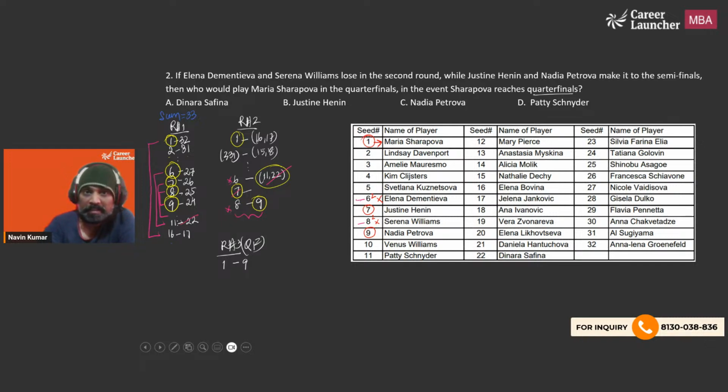Who is going to play against Maria Sharapova in the quarterfinals? Now, it is given that Nadia makes it to semifinals. That means she has to win. If she has to win in the quarterfinals, that means Maria Sharapova is going to play against Nadia only. So Maria Sharapova now loses, and Nadia wins and moves over to the next round, round number 4, which is supposed to be the semifinal. So the answer is going to be option number C.